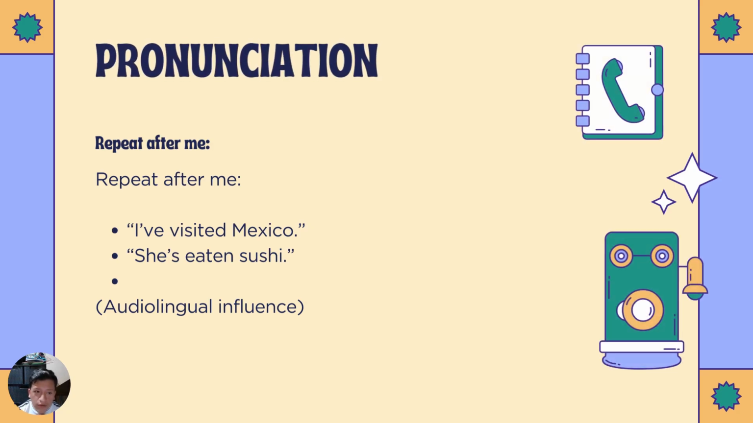Pronunciation. Now I focus on pronunciation using quick repetition drills. This comes from the audiolingual method. I say the sentences first and the students repeat. I have visited Mexico. She has eaten sushi. This helps students notice contractions and natural rhythm.